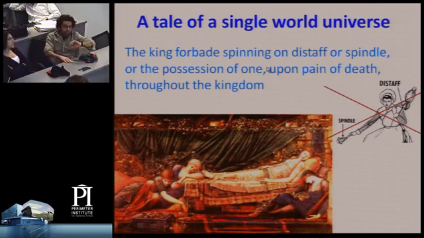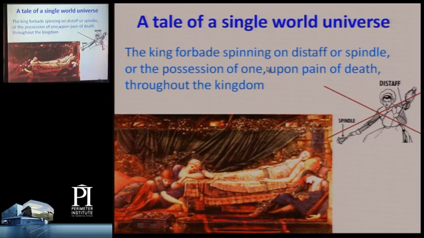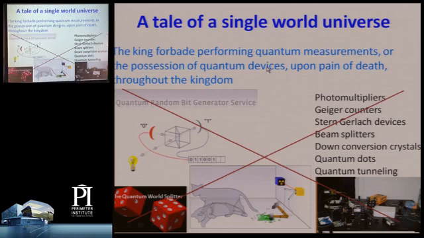Okay, so let's consider this tale of a single world universe. You're probably familiar with the tale in which the king forbade spinning on distaff or spindle or the possession of one upon pain of death throughout the kingdom. But I'm talking about the other one. The king forbade performing quantum measurements or the possession of quantum devices upon pain of death throughout the kingdom. So don't send photons through a beam splitter to a single photon detector. Don't go to this site. This is forbidden by law.